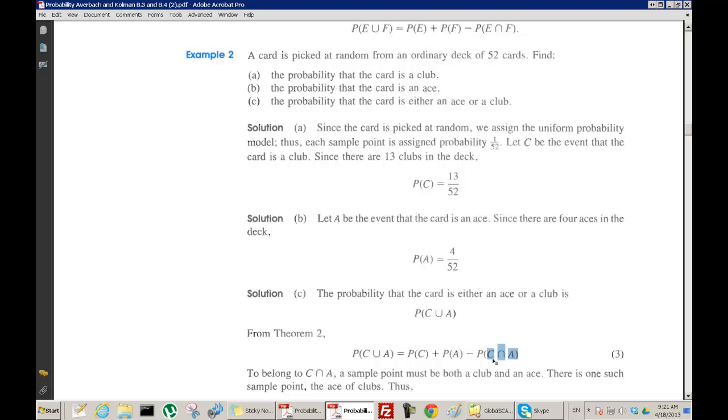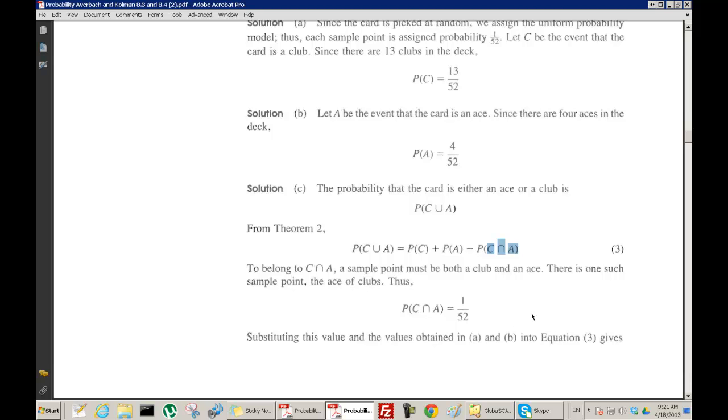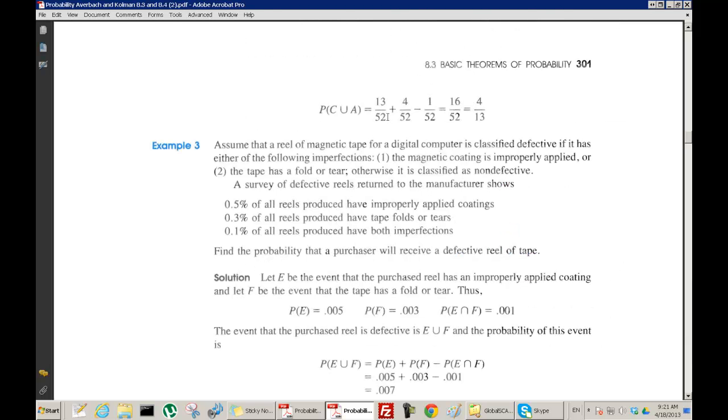So what's the probability of this? 1 over 52. And what's the probability of this? We already did this one. And what's the probability of this? We already did this one. So we're done. We just put them in. The probability of C intersect A is 1 over 52. So this plus this minus that equals 16 over 52, which equals 4/13. Okay.